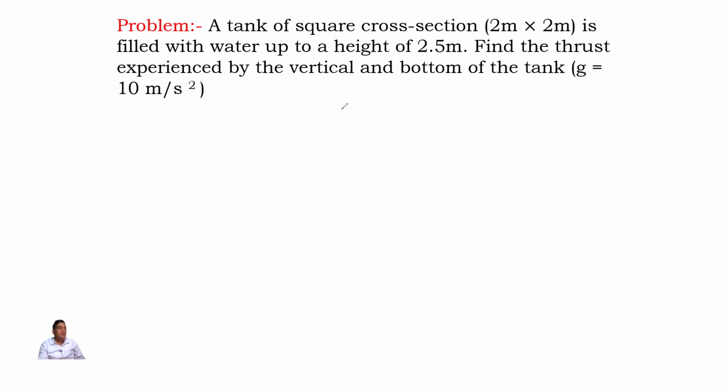So in this particular question, there is a tank of a square cross section 2 meter into 2 meter, and height is 2.5 meters. So I am taking this as a cross section right now. So it is a vertical cross section. This length I am supposing 2.5 meter, and this as 2 meter. Clear?